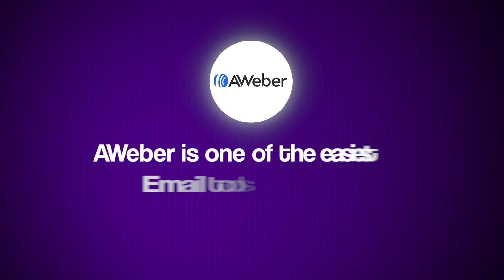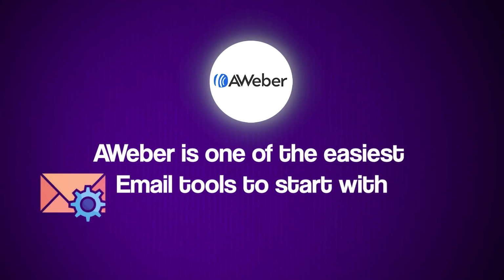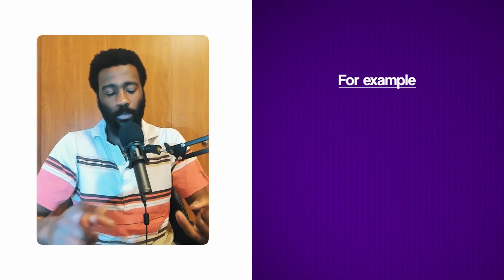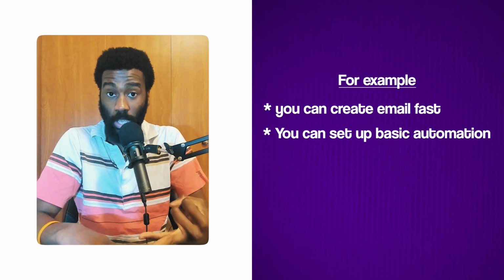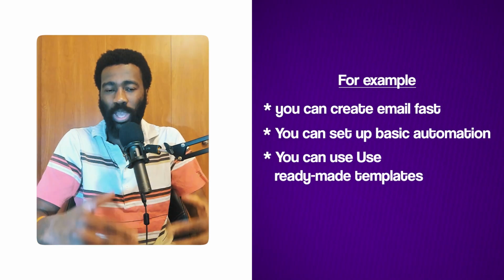So now, let me break down both AWeber and ConvertKit step by step so you yourself can decide which one is better for your business. Let's start with AWeber. AWeber is one of the easiest email tools to start with. Especially if you're building your first email list, this is actually very simple to use. For example, you can create email fast. You can set up basic automation. You can use ready-made templates. So my friend, everything is pretty straightforward when it comes to AWeber.